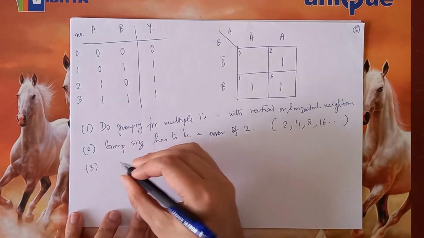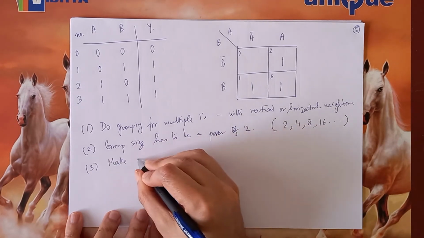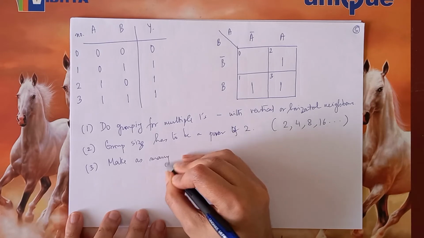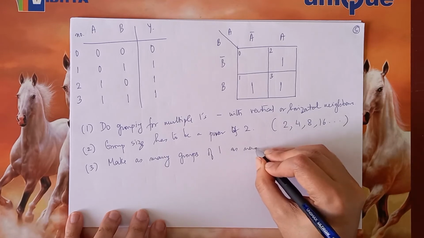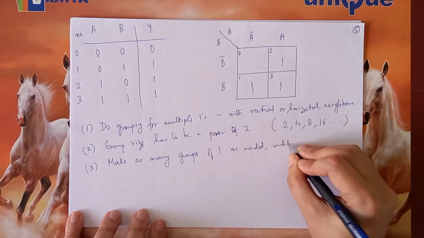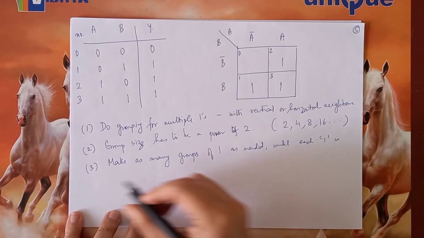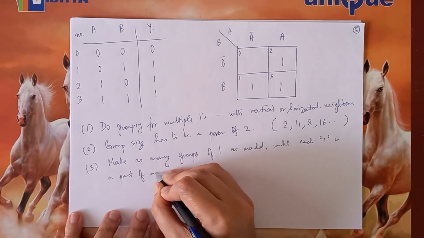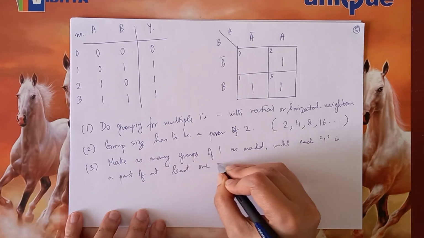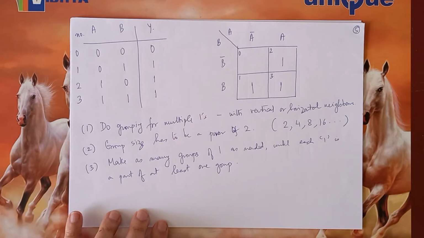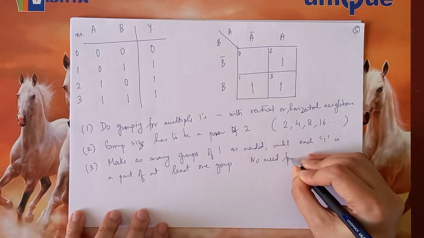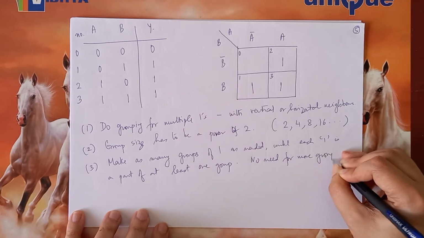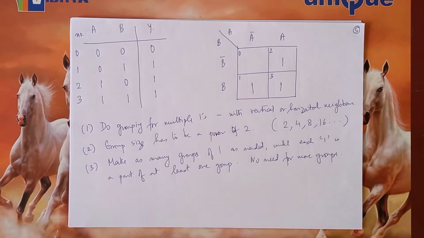And the third rule is that make as many groups of 1s as needed until each one is a part of at least one group. So once all the ones are part of one group, there is no need to make more groups.